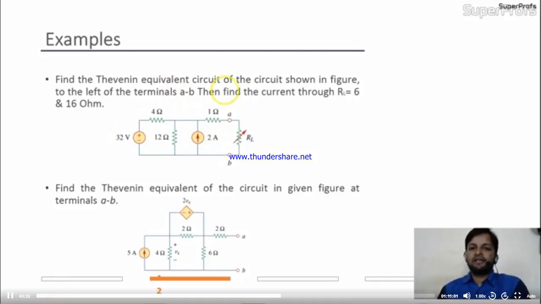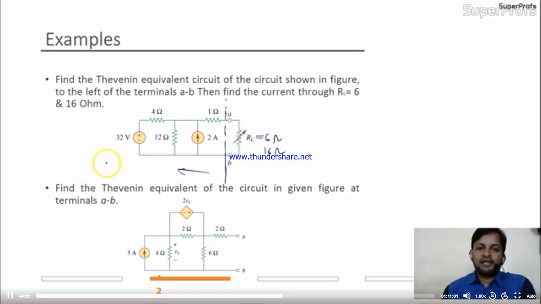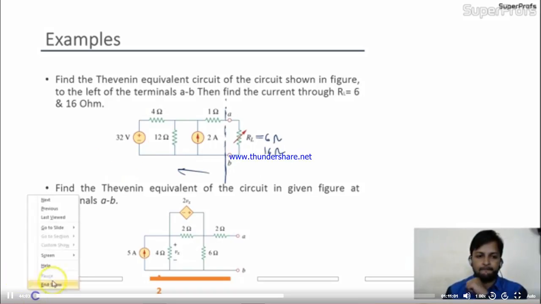Find the Thevenin equivalent circuit of the circuit shown in the figure, to the left of the terminals A and B. So we have to find the resultant of this circuit. And they are asking then to find the current through R_L equal to 6 ohm and 16 ohm. If R_L equals 6 ohm, if R_L equals 16 ohm, we have to find the current. So first we will resolve this circuit. I'll take this circuit on a fresh page.